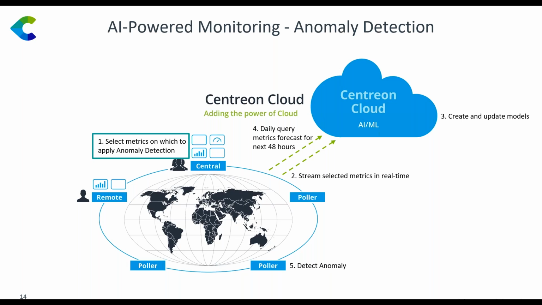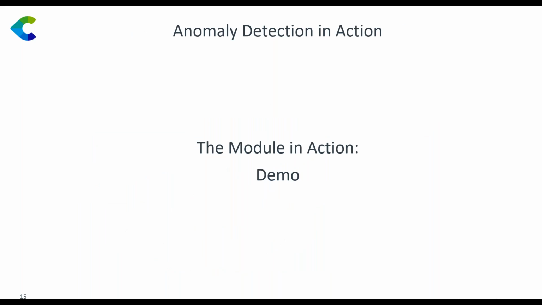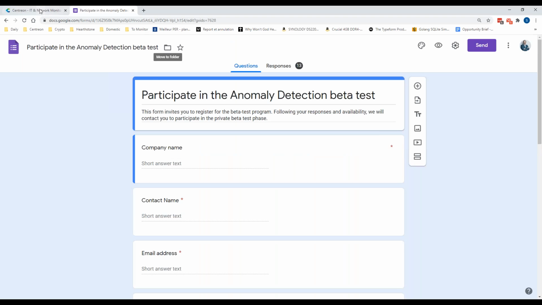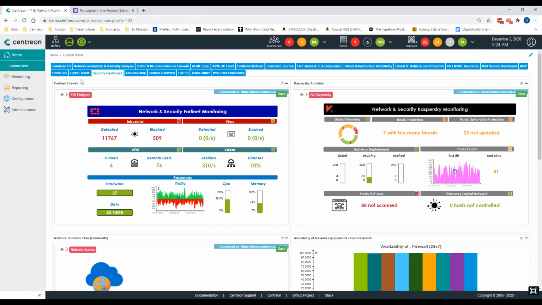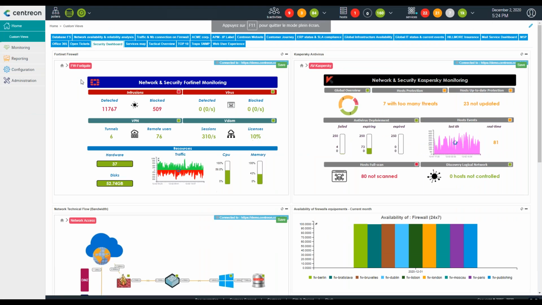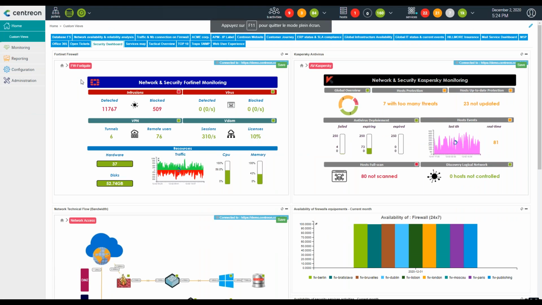Let's start with this first part, which is how do I go about using the module, since everything else happens under the hood. So for that, let's go and look at the module in action, and let's go to the demo. So I have prepared the demo right here. For those who are familiar, this is taken straight out of our website, where you have the demo available.